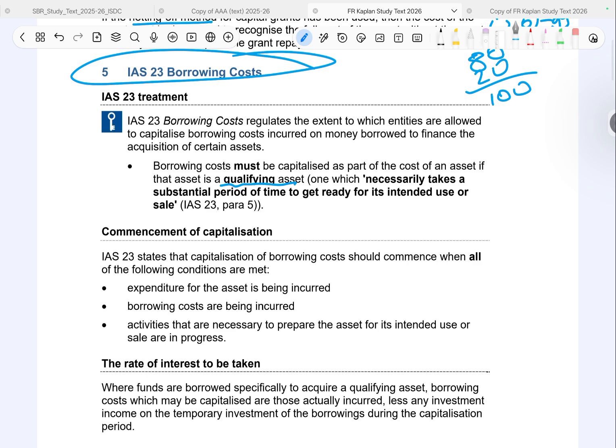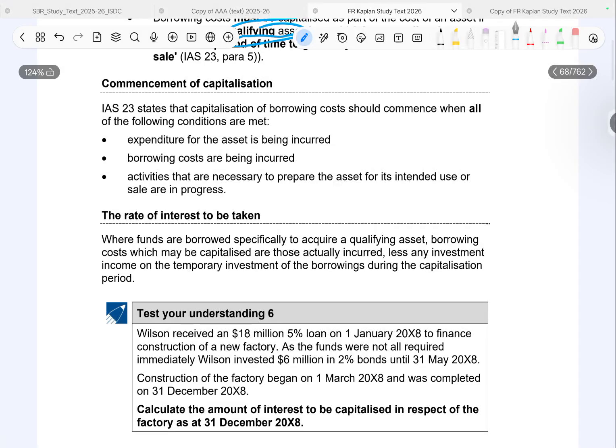Not just, let's say, buildings, or if you're in a manufacturing business and your products take a long time to get ready, these are qualifying assets. And if you take loans to build these assets, then the interest which you have to pay on these loans can be capitalized as the cost of an asset. So when do we commence the capitalization of this interest? IAS 23 states that the capitalization of borrowing costs should commence when all of the following conditions are met.